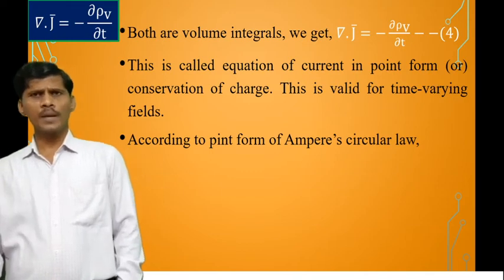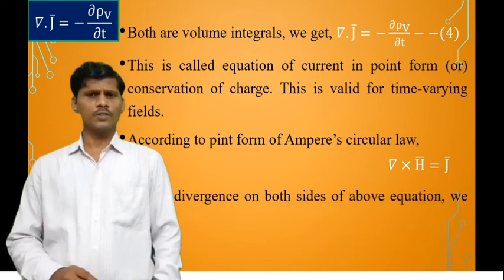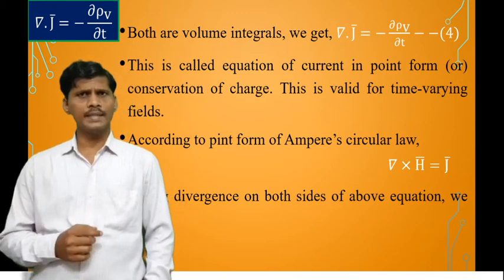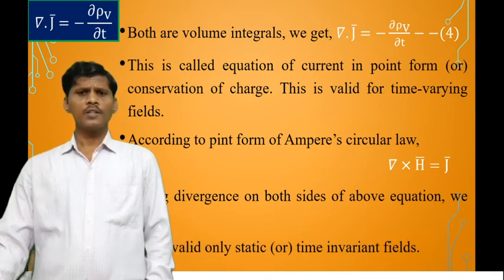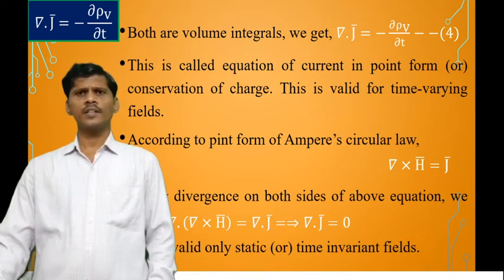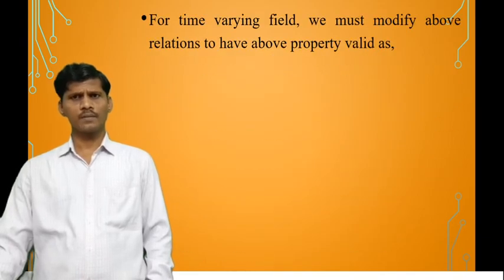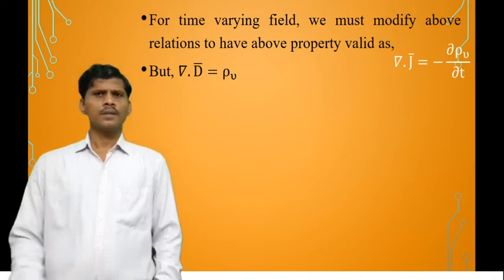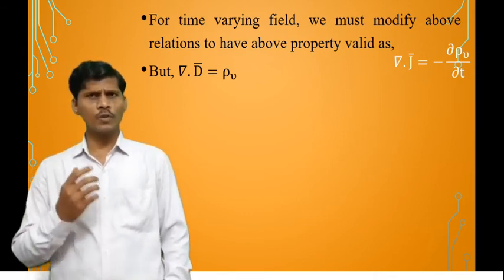According to the point form of Ampere's circuit law, del cross h bar is equal to j bar. Taking divergence on both sides, del dot del cross h bar is equal to del dot j bar. According to the vector identity, the divergence of the curl of a vector is always 0. Therefore, del dot j bar is equal to 0. So for time varying fields, we must modify the relation.